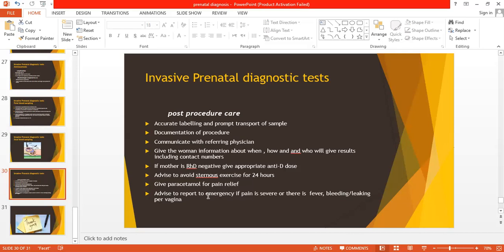You advise to avoid strenuous exercise for 24 hours. मदर को एडवाइस करनी है. The patient may have mild abdominal pain, for which you give paracetamol, सादा जो पैनाडाल होती है, and you advise her to report to emergency if the pain does not subside with paracetamol, or if there is fever, or if there is bleeding or leaking per vagina. ठीक है.